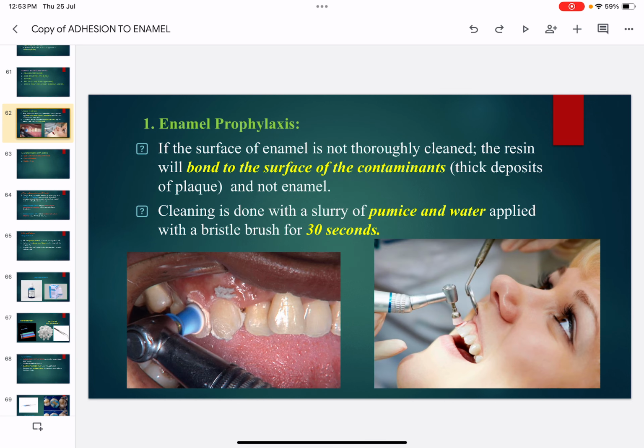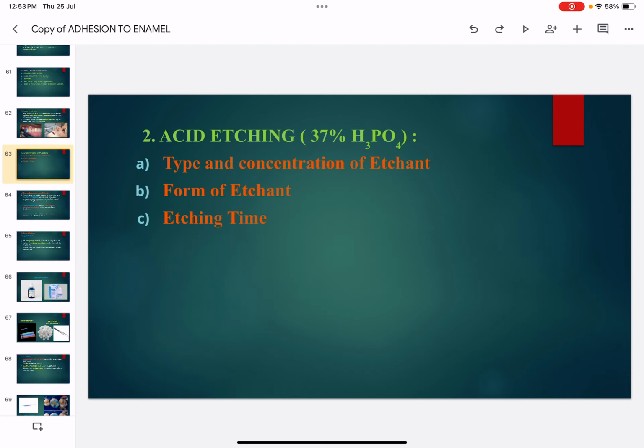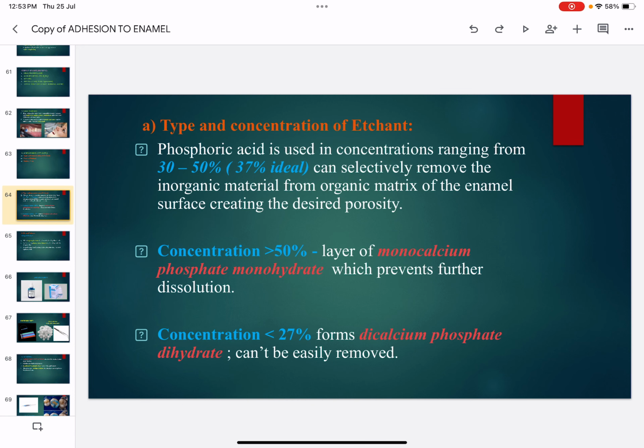With enamel or tooth prophylaxis, we remove the slurry and the pellicle. We get a clean surface on top of which we can apply the acid etchant. Acid etchant can come in different forms. The current strategy, as I have mentioned before, is utilizing 37% phosphoric acid for 15 to 20 seconds.